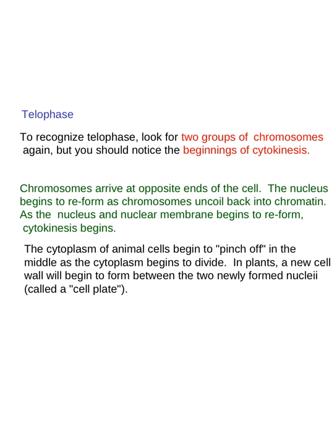Now, the chromosomes are arriving at opposite ends of the cell. When they do that, the nuclear membrane is going to reform, and the chromosomes are going to stretch out, turn back into chromatin, and the cell's going to get ready for another interphase.